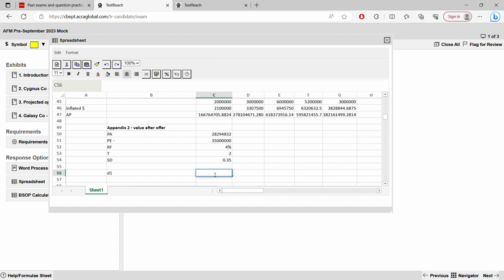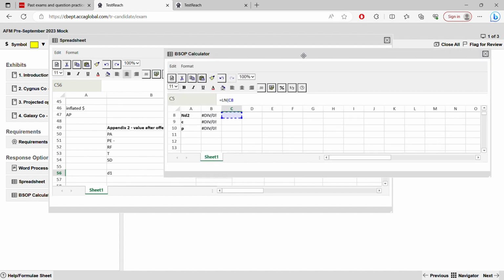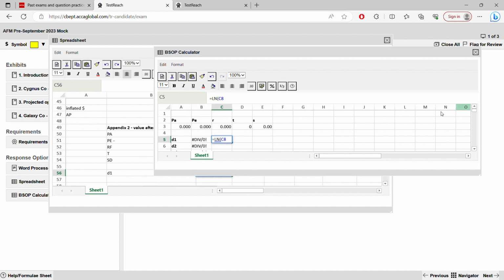So if you can't do this function in one go, you could do it in steps. For example, first you could find the logarithm and keep it in one cell, then the numerator, then the denominator, and do it. It's a little time consuming, but since this is locked, I think because it's a mock, in mock this is locked, but maybe in the real exam you'll be able to see this. Okay, I'm sorry.